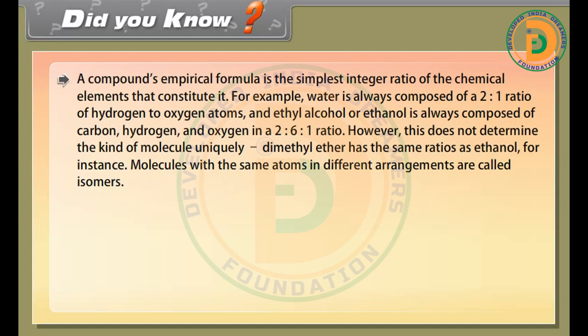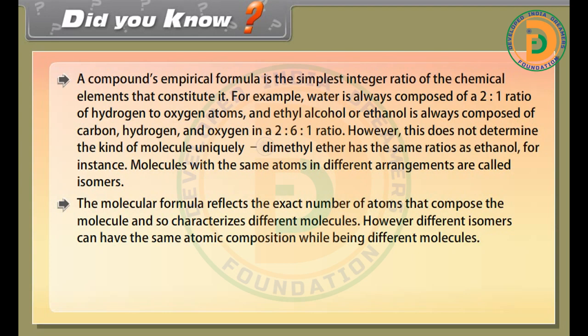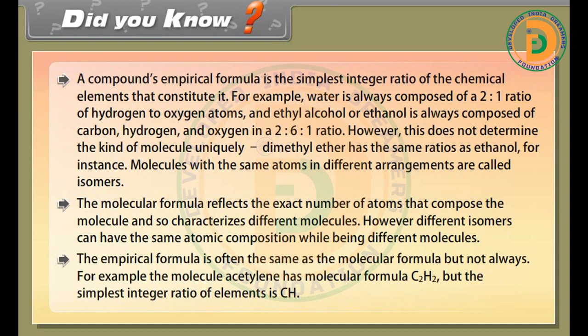Molecules with the same atoms in different arrangements are called isomers. The molecular formula reflects the exact number of atoms that compose the molecule and so characterizes different molecules. However, different isomers can have the same atomic composition while being different molecules. The empirical formula is often the same as the molecular formula, but not always. For example, the molecule acetylene has molecular formula C2H2, but the simplest integer ratio of elements is CH.